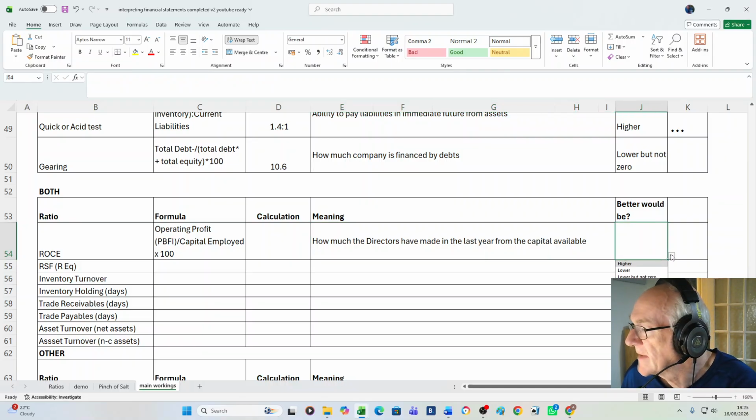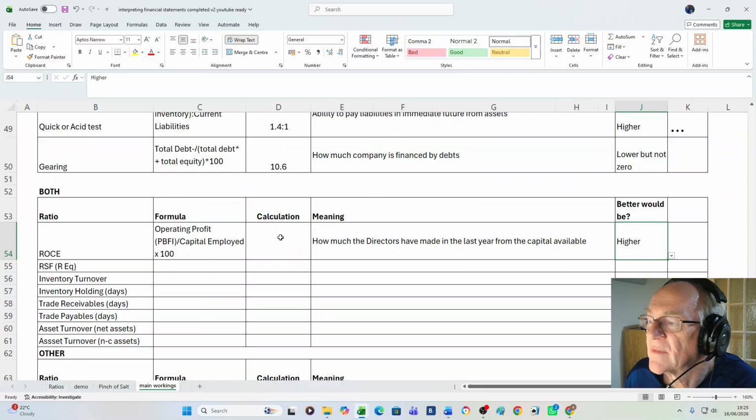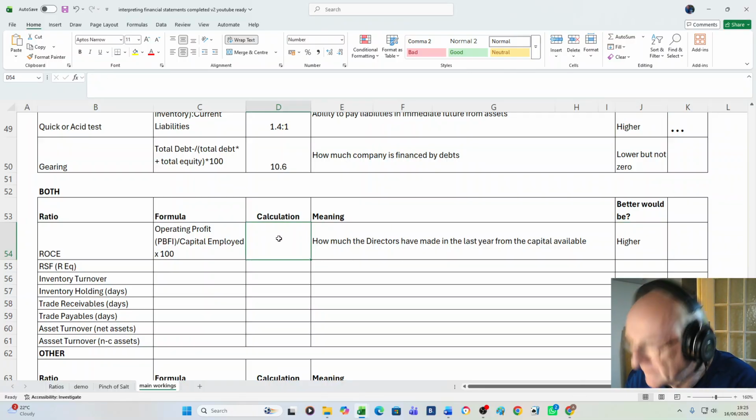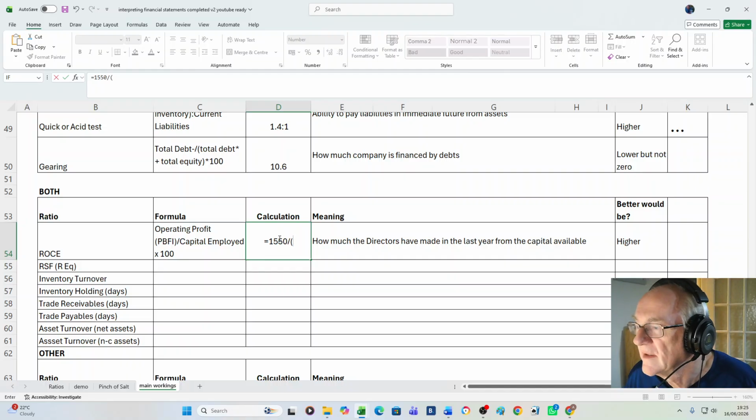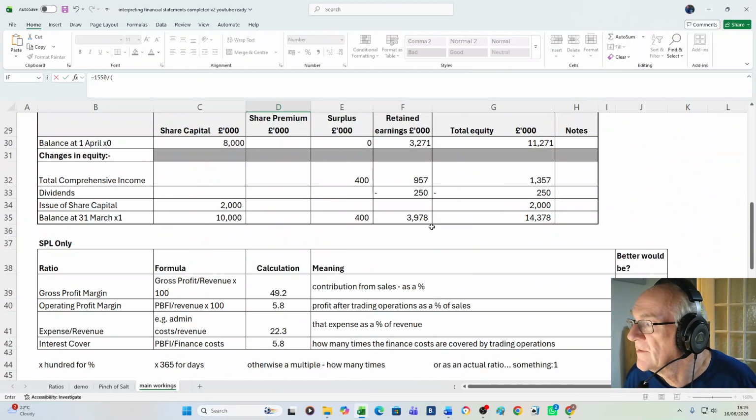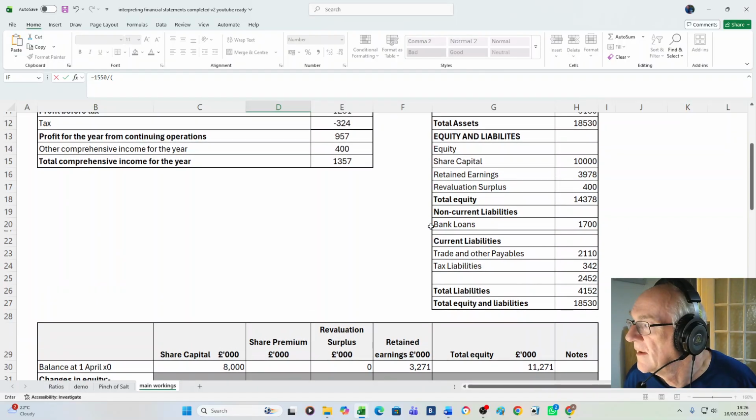And higher is going to be better, of course, the more they generate. So formula, okay, PPI, we've seen that one before, so we just put the number in. So the capital employed, again, we've just done it, but I'll do it again. Capital employed on this set of accounts means the bank loan and equity, because effectively that's how much the directors have had to play with.